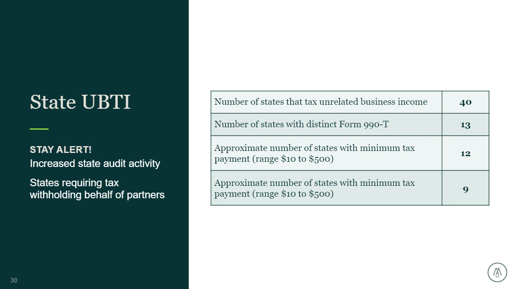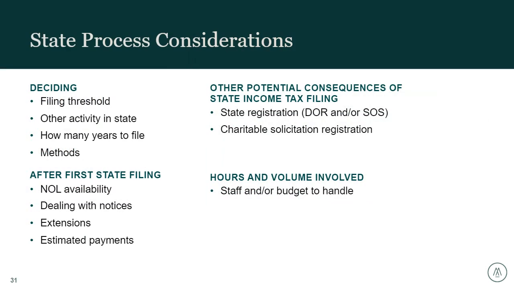There are 12 states that have a minimum tax, so you may have losses in those states, but you're likely going to pay something. And the approximate number of states with a minimum tax payment that ranges between $10 and $500 is 9. So in terms of if you got alternatives that are giving you a statement with your K-1, they're typically going to give you a schedule that lists each state and what your UBI sourced income is to that state. So you need to make decisions along with your tax advisor on which states you're actually going to start filing in or not.